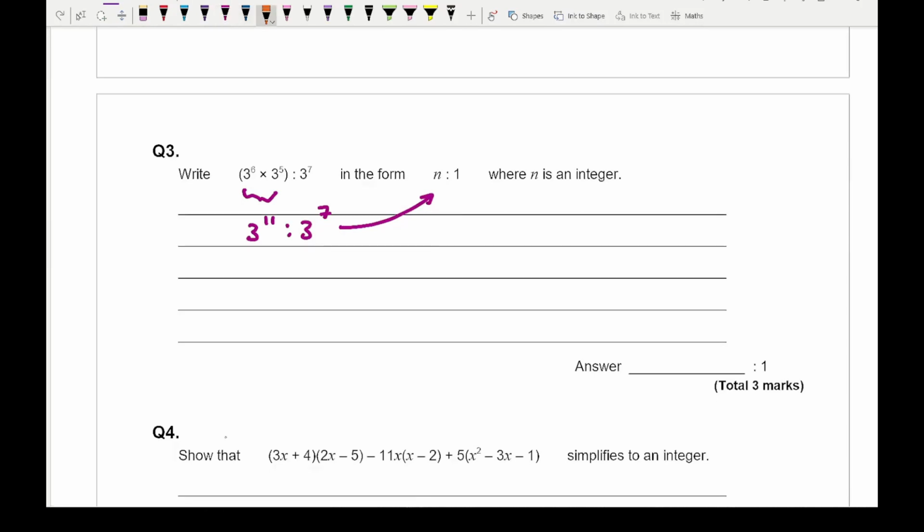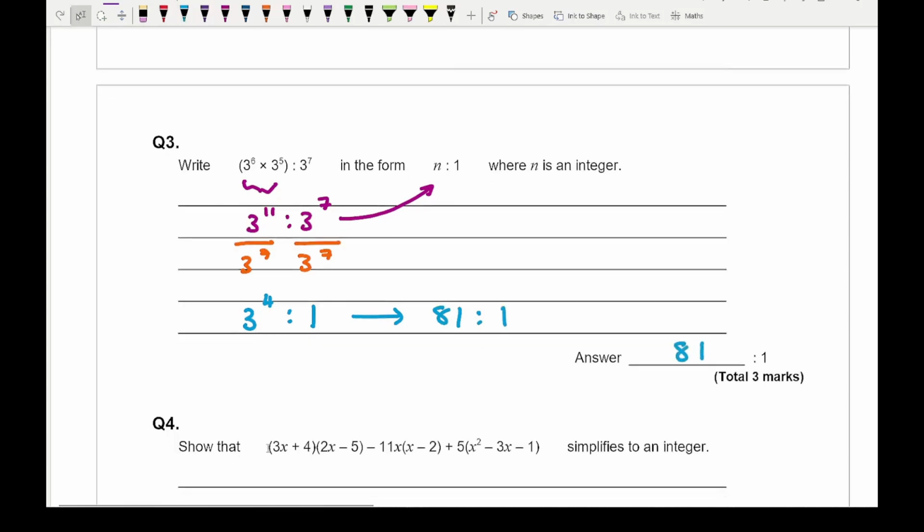So for this, to get 1, I'm going to divide both of these parts of the ratio by 3 to the power of 7. Which then leaves me, when I'm dividing, I take away the powers. So that then becomes 3 to the power of 4 to 1. Now 3 to the power of 4 is 81. So it's going to be 81 to 1. So the value of n is 81.